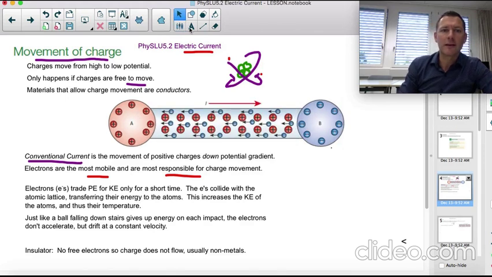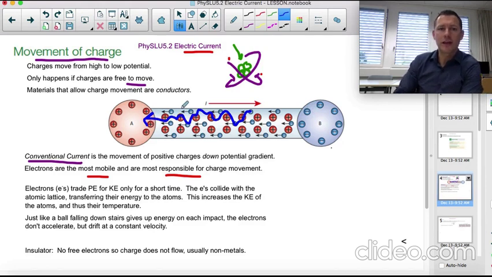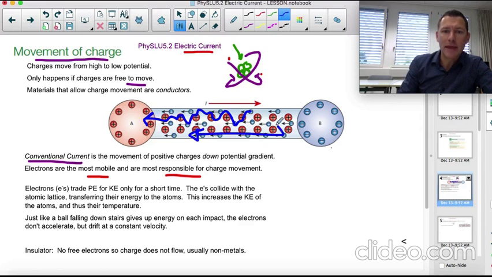You could also visualize it in a bar of metal, where the positives would have a really hard time moving because they're at the center of the lattice, and it's the little negative electrons that bounce and jostle their way through. They're repelled from their like charges and attracted towards the positive charges. There is a potential difference, but they don't just go screaming in acceleration towards the positives. They bang into all of these positive charges, and so they hit the atomic lattice.